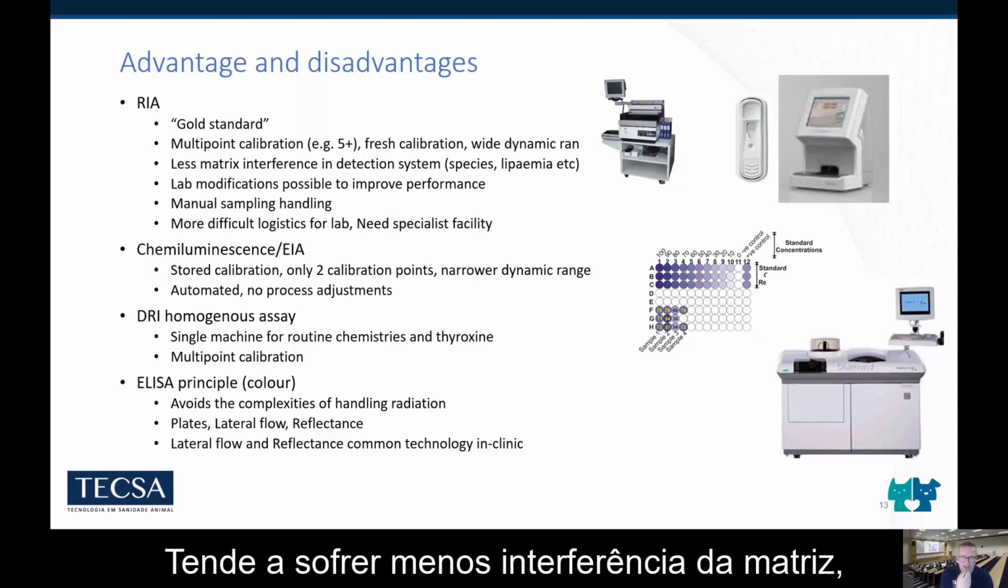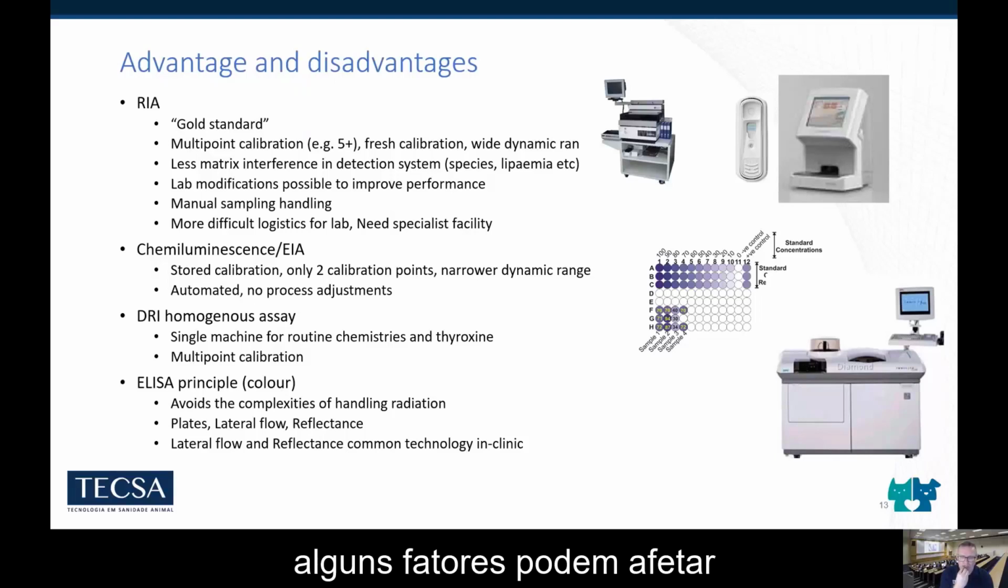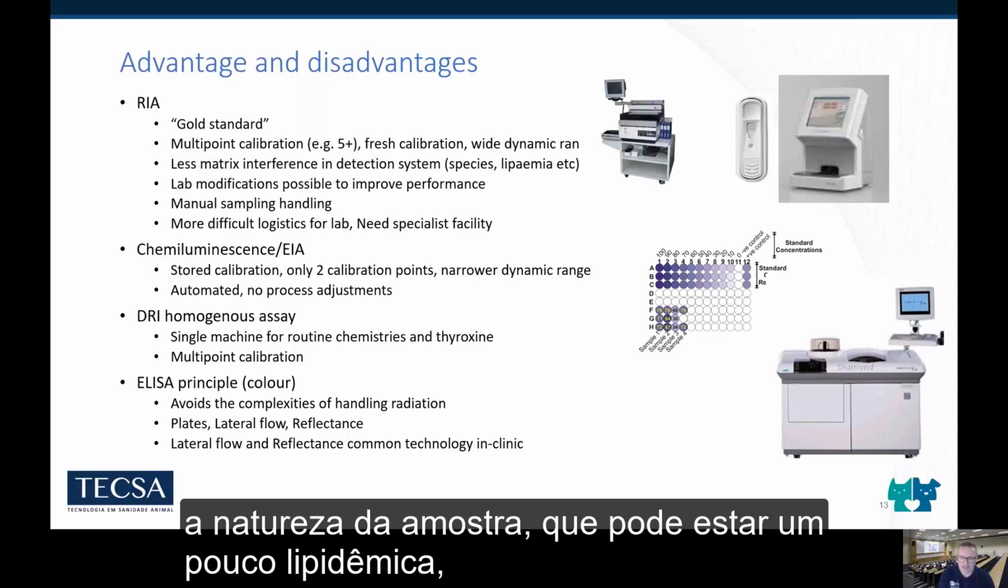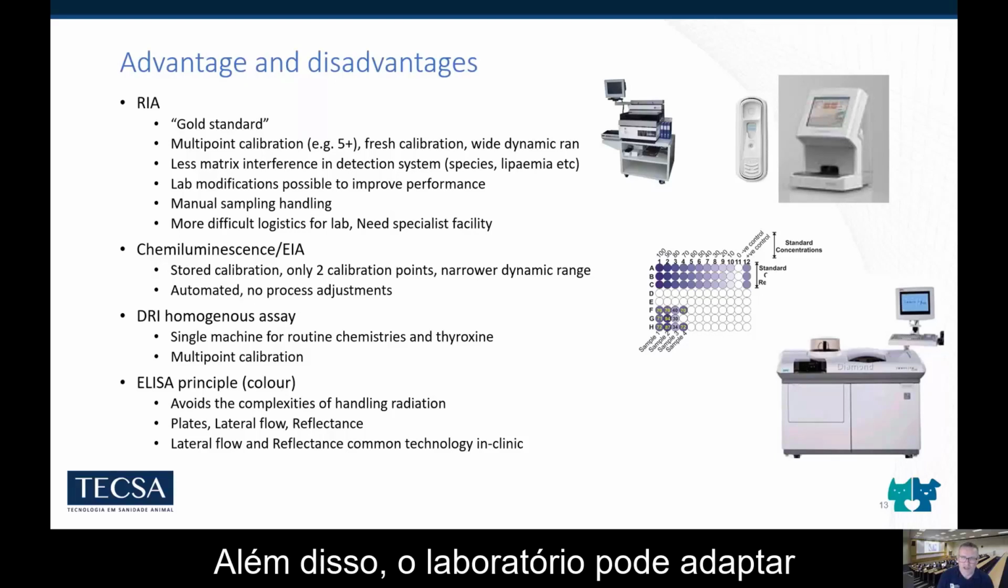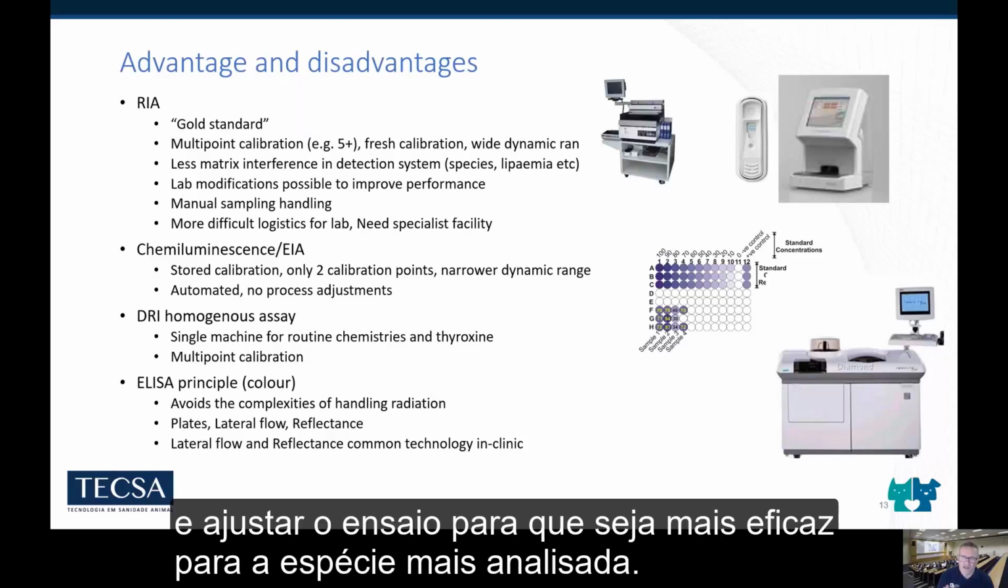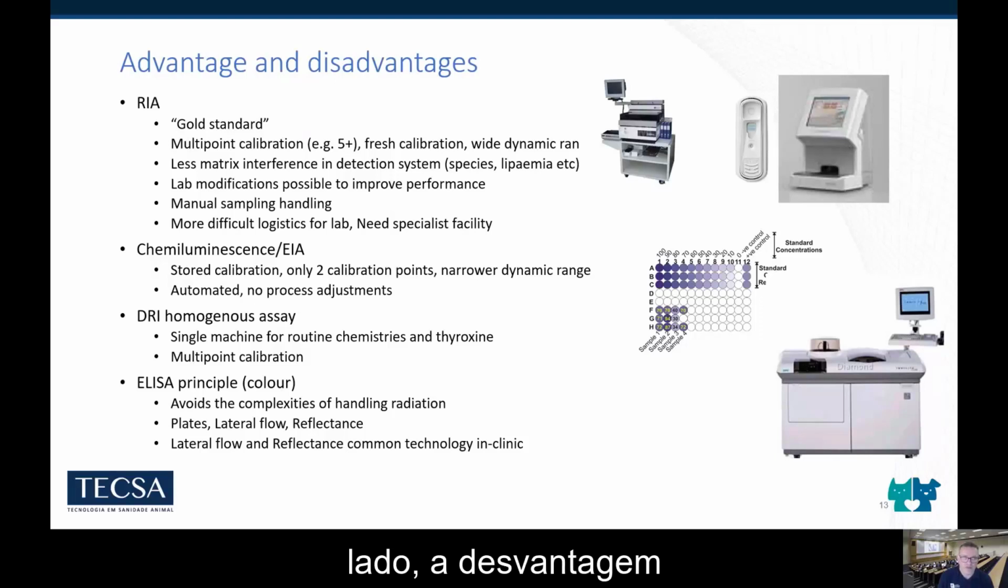It tends to have less matrix interference, so there might be things that affect the nature of the sample. Maybe it's a bit lipemic, or there's something else in there that's changing something about the chemical makeup of the serum sample, and radioimmunoassay would be less affected by that. Also, the labs themselves have the opportunity to adjust things in that assay to improve it, to make it work better for them and for the species they're running the assay on.